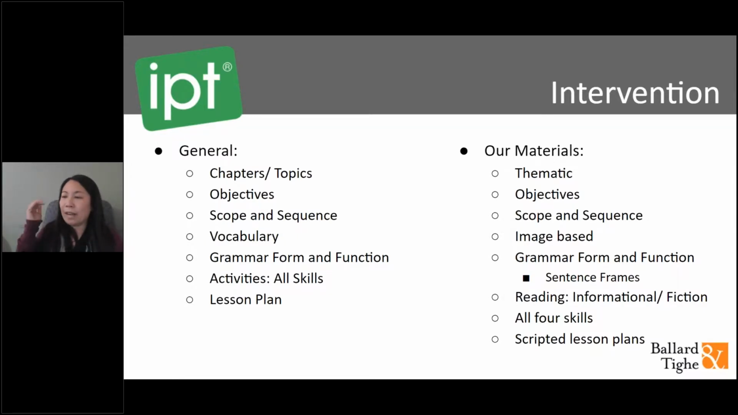Readings, you definitely want to have a balance of informational as well as fiction. All 4 skills, definitely in the Ballard and Tighe materials. It's part of our approach. And then in the curriculum for Ballard and Tighe, we always have scripted lesson plans.